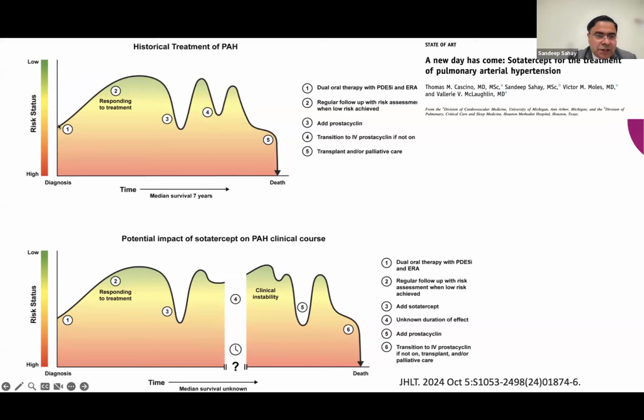As you can see, if the patient is on intermediate risk, you could start with the 0.1 dual therapy. Then patient improves, regular follow-up, risk assessment. If they improve to low risk, great, you continue follow-up. But then again, as the disease progresses, they start falling towards intermediate to high risk. Then you add prostacyclin or prostacyclin analogs, they improve. Then again, parenteral prostacyclin, and then eventually disease progresses, transplant or palliative care.